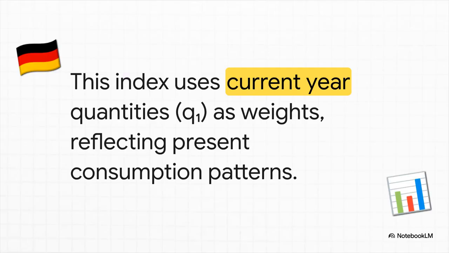Now, our second method comes from Hermann Paasche, and he took a totally different approach. Instead of looking at a fixed basket from the past, his index uses the quantities from the current year as weights. It basically asks, how much more does my shopping list from today cost compared to what it would have cost back in the base year?